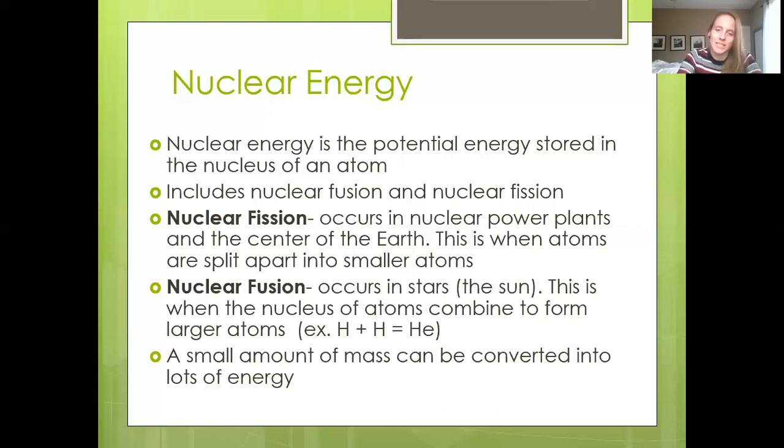Nuclear fusion is the type of nuclear reaction that occurs in stars, including the sun. This is when you take the nuclei of smaller atoms and fuse them together to create a larger nucleus.